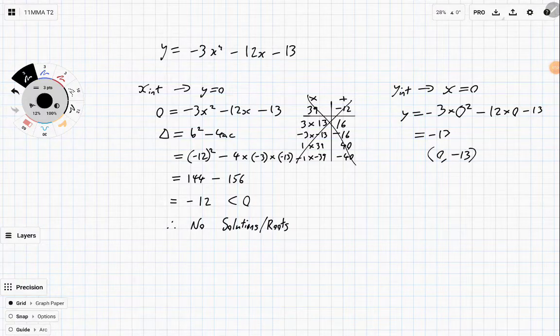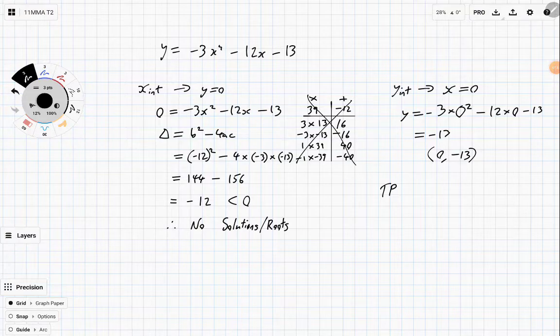Now, our current strategy for finding the turning point has been to use the 2 roots. But this one doesn't have any roots. So how are we going to find it instead? Well, there's one other thing we can do. There's actually 2 ways we can do it. Option 1 for finding the turning point, which is also going to tell us the axis of symmetry.